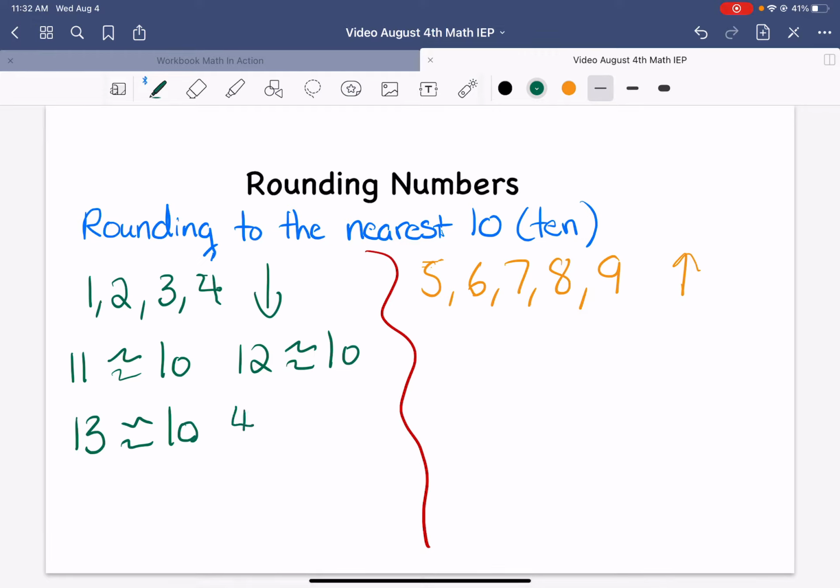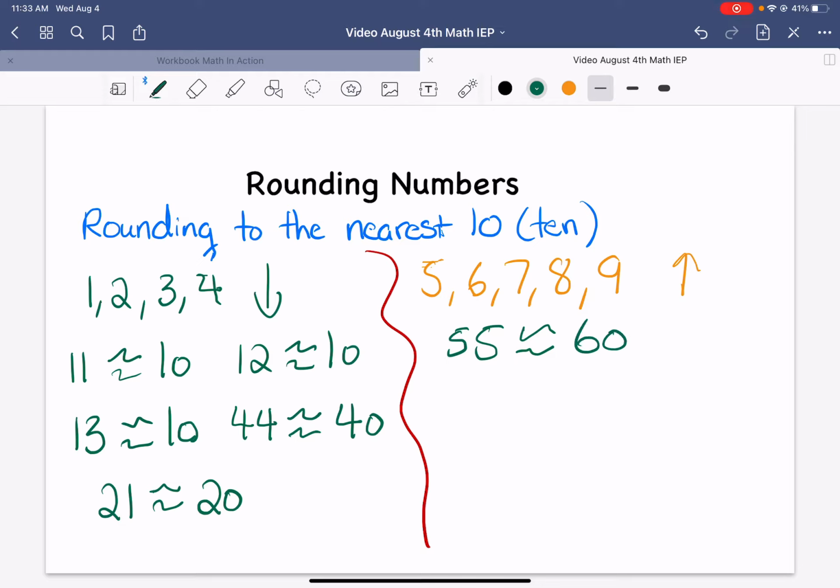What if I write like this? 44, so round down to 40. All right? So next one, if I write 21, just round down to 20. What about this? 55. We're going to go up to 60. 46. We're going up to 50. We go up.